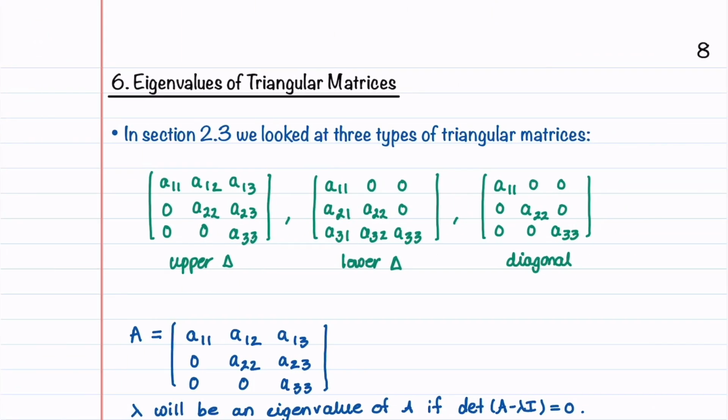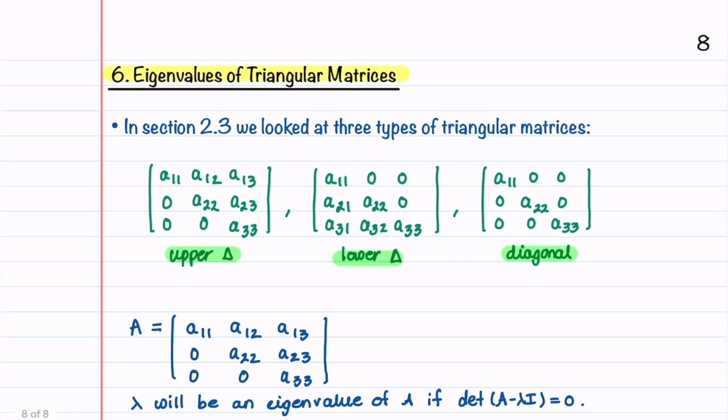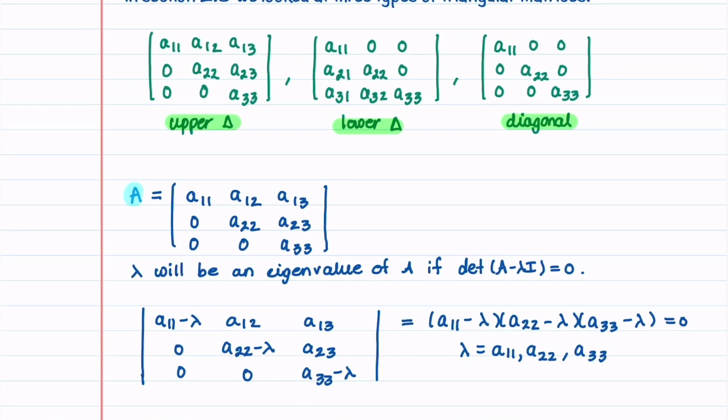The last topic that we'll talk about is eigenvalues of triangular matrices. In the video for section 2.3, we looked at three types of triangular matrices: upper triangular, lower triangular, and diagonal matrices. I'm going to work with an upper triangular matrix to show you how to find the eigenvalues of a triangular matrix. We know that A times X is equal to lambda X will have a non-trivial solution X, and lambda will be an eigenvalue of A if the determinant of A minus lambda I is equal to 0.